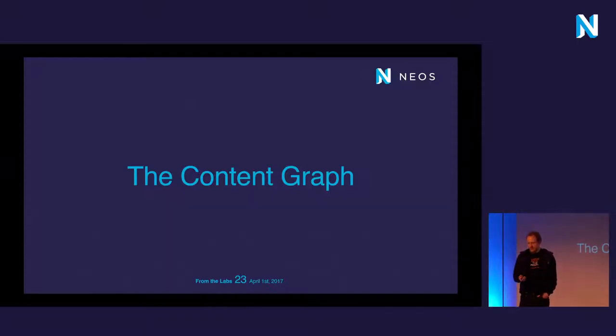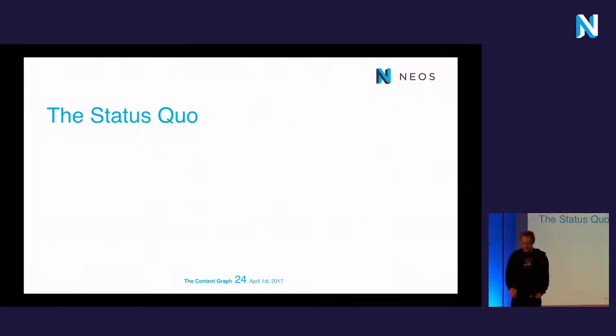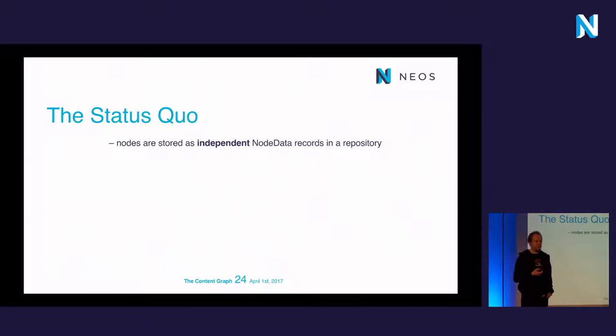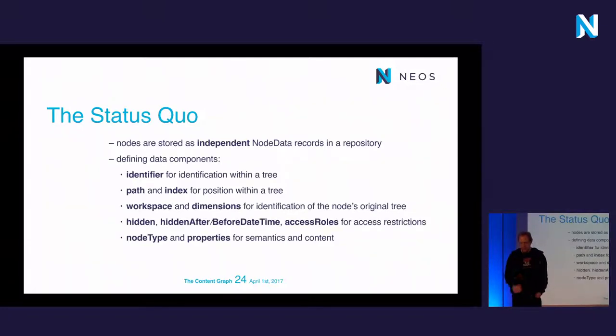So at the beginning, let's look at the status quo. We have our nodes in a node data repository, and they're stored there independently. You can just add new node data objects, and they work fine without knowing whether there are other ones or not. You have different defining data components, like an identifier for identification of the node within its tree. A tree basically is what you can see in the Neos backend. You can select one of multiple trees via the dimension selector, and there is a different tree for the live workspace and your own.